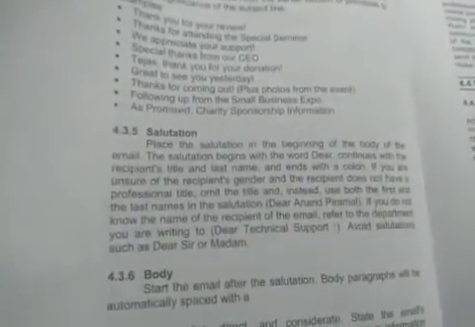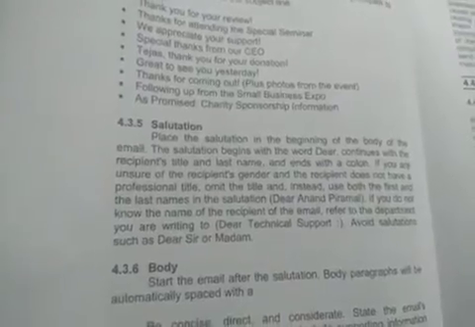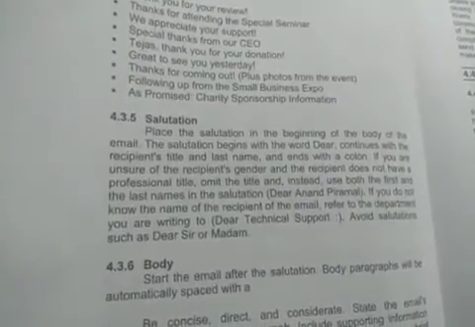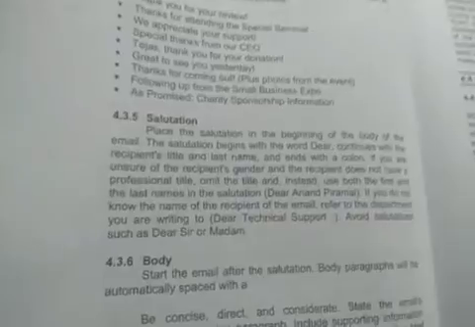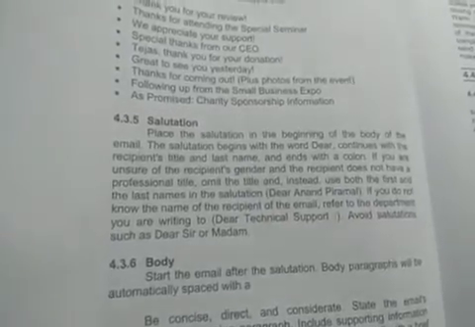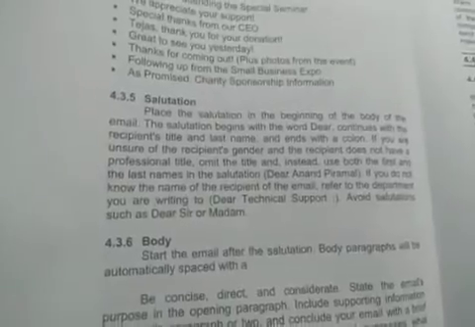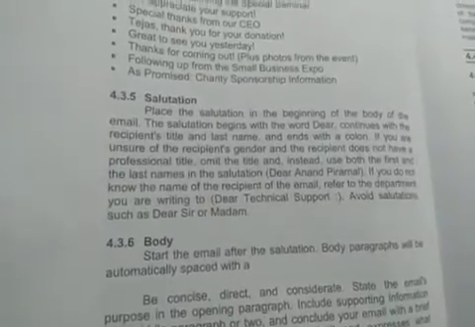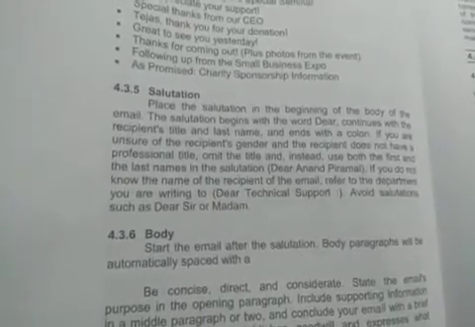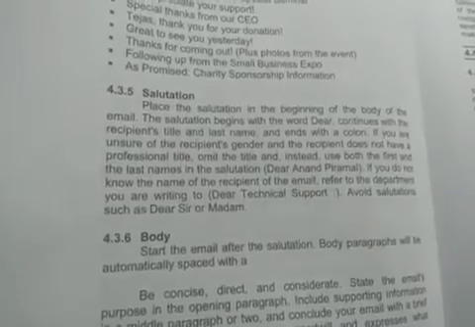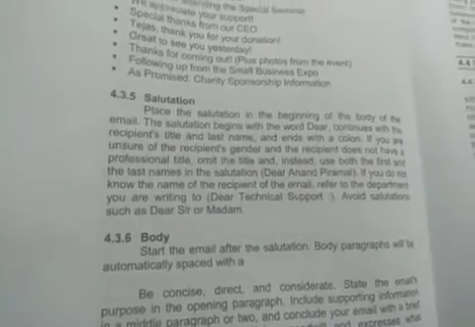Examples: Thanks for attending the special seminar. We appreciate your support. Special thanks from Vasi Tejas. Thank you for your donation. Great to see you yesterday. Thanks for coming out, plus photos from the event. Following up from the Small Business Expo. As promised, charity sponsorship information.